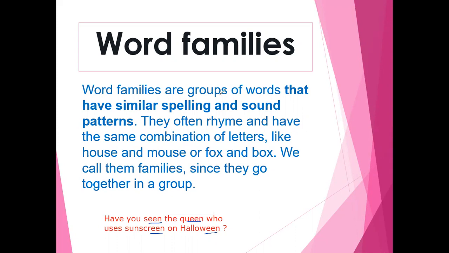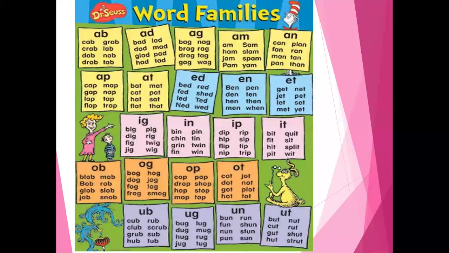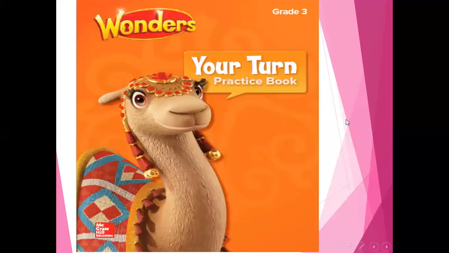So when we call them family, they go together in a group. Let's see. Here we have some word families. Here we have the at family. For example, bat, cat, hat, flat, mat, fat, sat, and that. All of them have the same pattern or ending sound. Let's see. Bug, dug, hug, lug, mug, rag, and tug. Do you understand what's the meaning of word families?